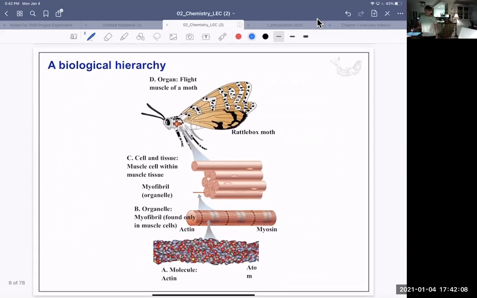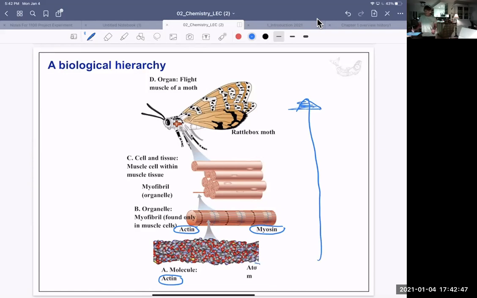So chemistry is kind of the bottom of the hierarchy of a biological system. So here we have atoms that make up a molecule called actin. Actin is part of a myofibril, which is found in muscle cells. It also includes another protein called myosin. And actin and myosin both are involved in contraction of the muscle cell. So as you go up the hierarchy, there are emergent properties or functions at each level.